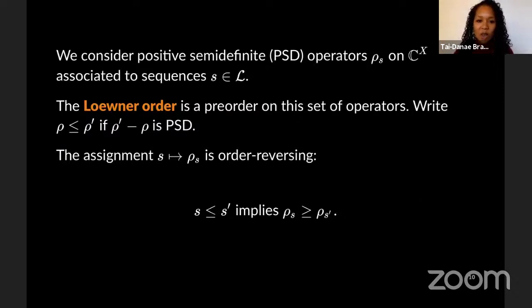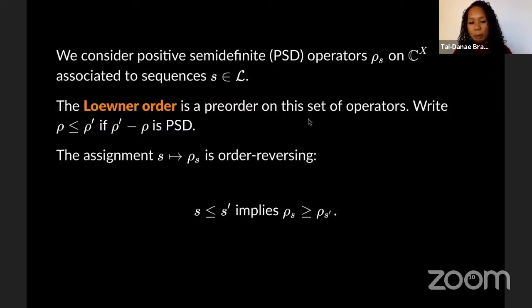So here's the punchline. What we're going to do is to consider positive semi-definite operators on the free Hilbert space generated by our finite set, our finite alphabet, positive semi-definite operators that are associated to our sequences. Now, you'll remember, we can compare sequences, right? This was a preorder. Turns out you can also compare positive semi-definite operators. I think this is a familiar order to a lot of you, the Löwner order. What it means is I'm going to say that a positive semi-definite operator rho prime is bigger than, say, rho, if their difference is also positive semi-definite. So whenever I have 2 positive semi-definite operators and I have this less than or equal to sign, that's the Löwner order.